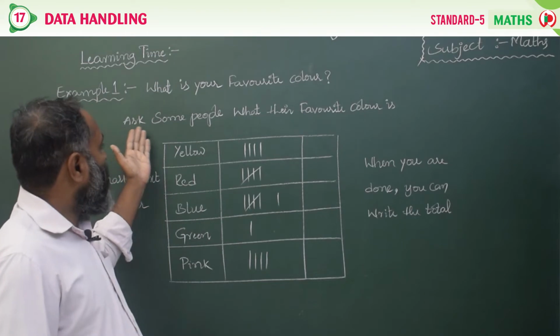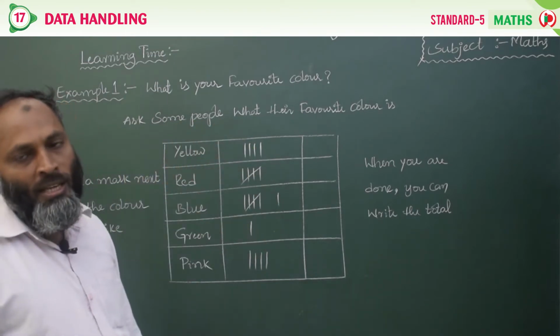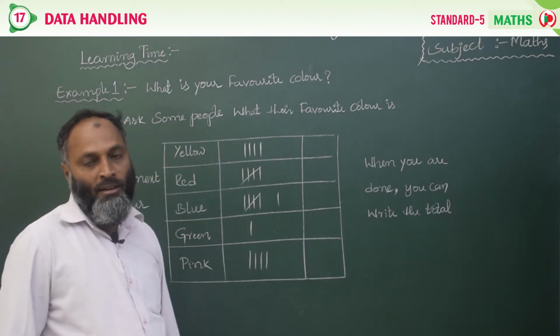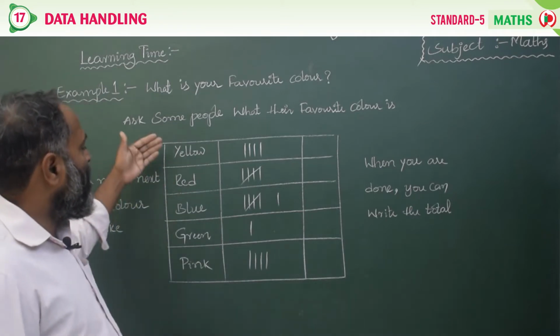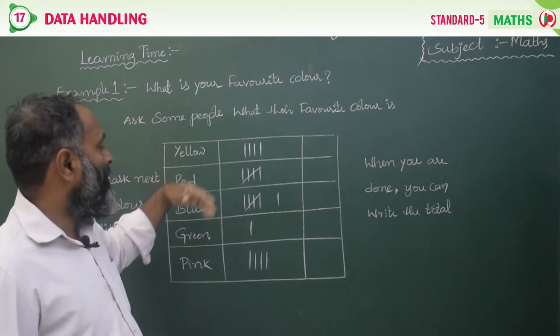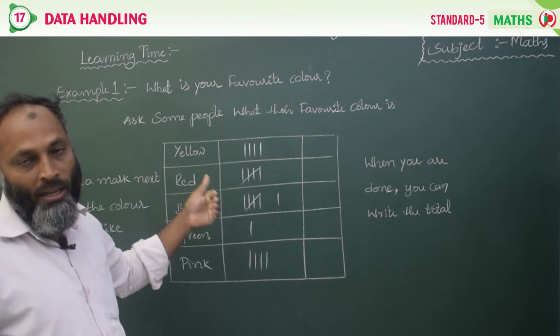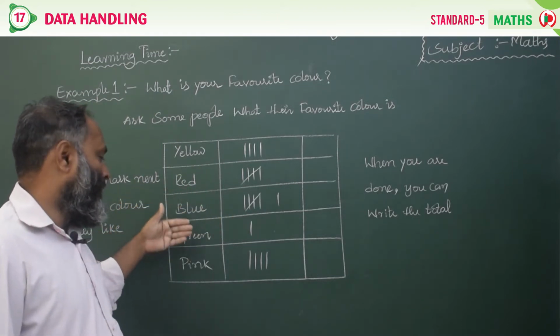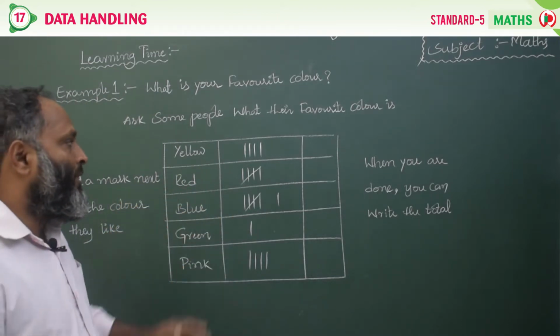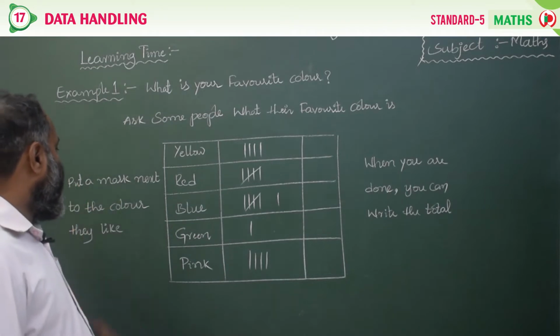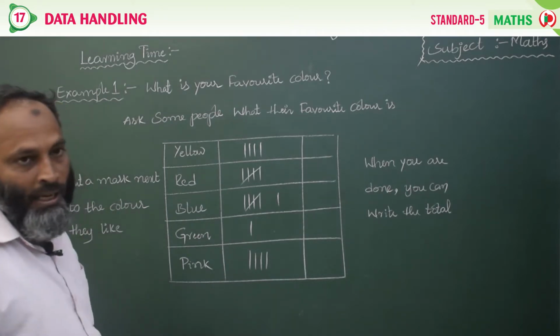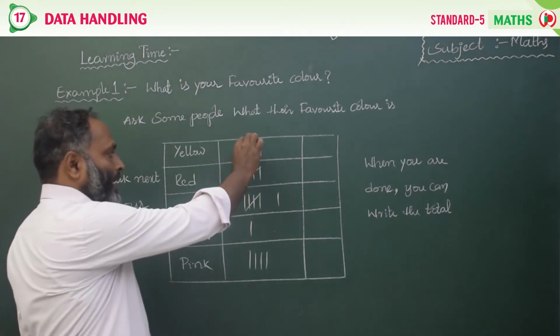So ask some people what their favorite colors are. Suppose some people's favorite color is yellow, and some like red, blue, green, pink, like this. Okay, first, what we should do is put a mark next to the color they like. First we should put a mark like this.